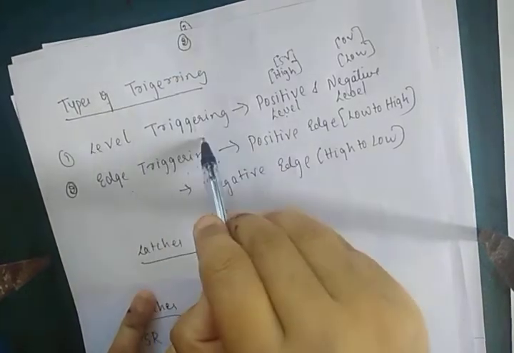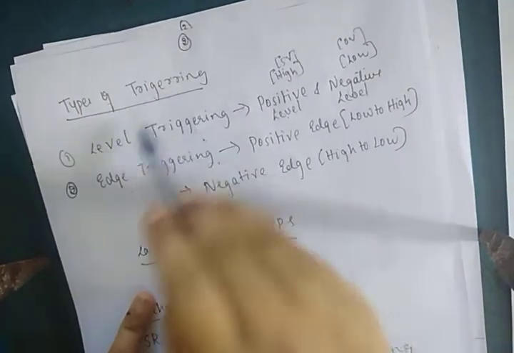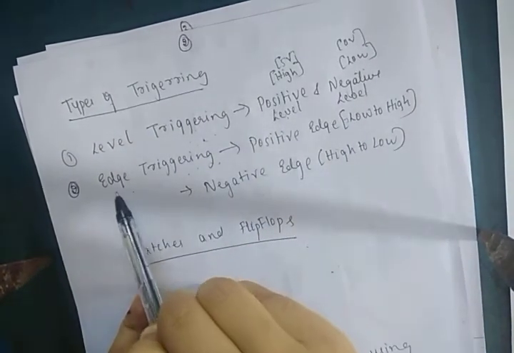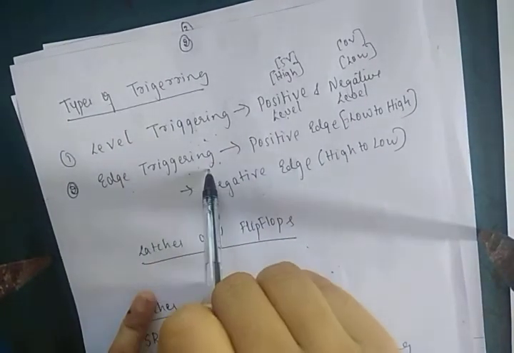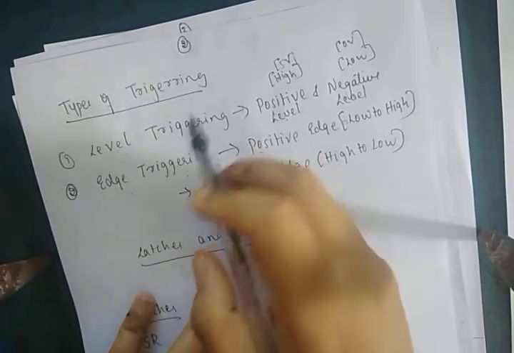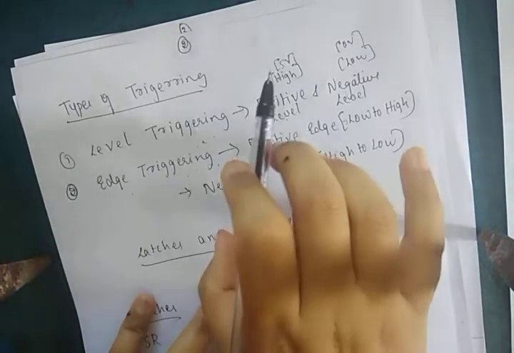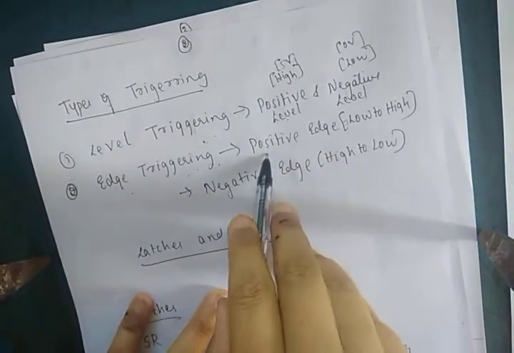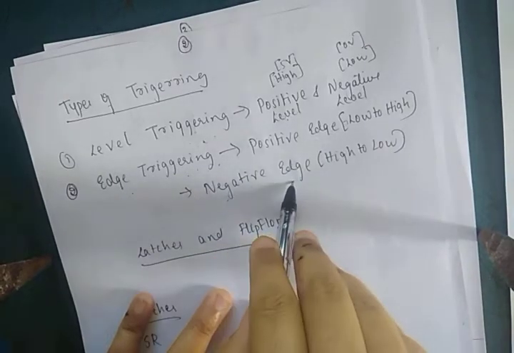In triggering we have two types. I am repeating once again: positive level, negative level. Next is edge triggering. What is the meaning of edge triggering? Trigger means going from one state to another state. In edge triggering we have two types: one is positive edge, second is negative edge.